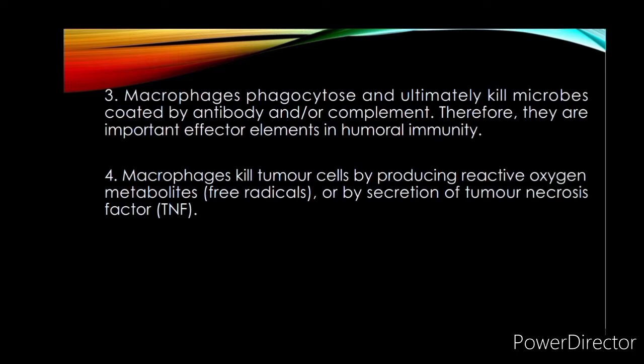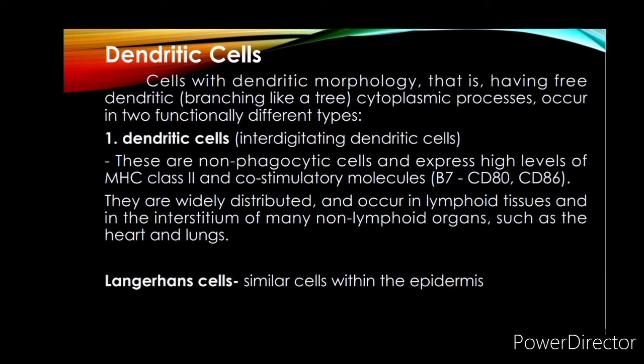Next is the dendritic cells. So cells with dendritic morphology, that is having free dendritic or branching like a tree cytoplasmic processes, occur in two functionally different types. First is the dendritic cells, or interdigitating dendritic cells. These are non-phagocytic cells and express highly of MHC class II and co-stimulatory molecules of the B7, CD80, and CD86.